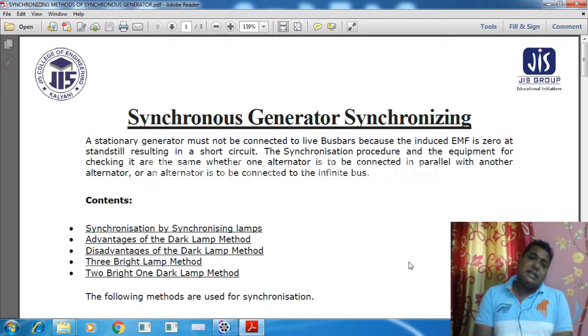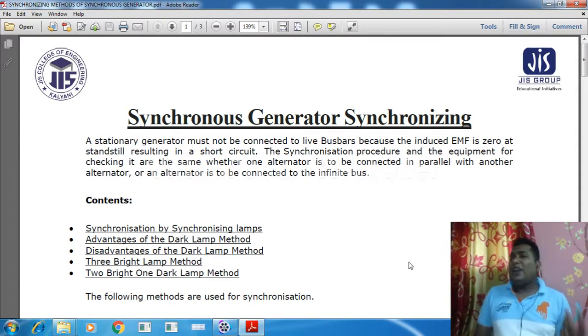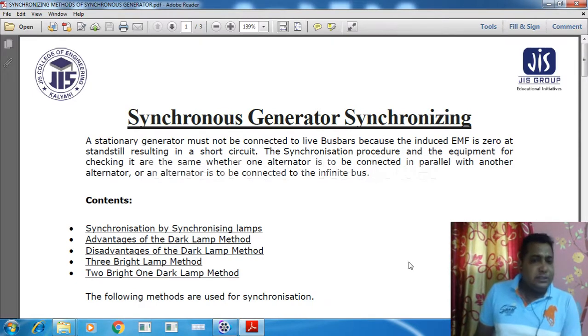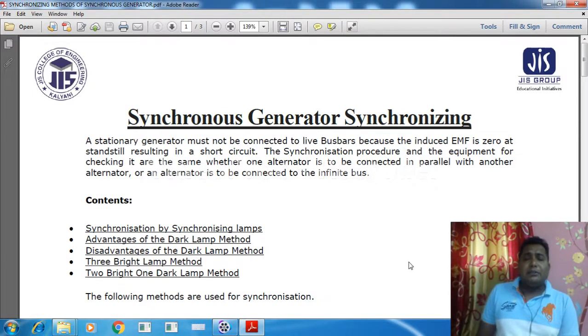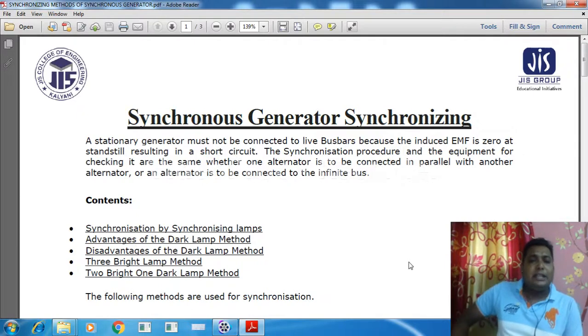A stationary generator must not be connected to live bus bars because the induced EMF is zero at standstill, resulting in a short circuit. Yes, definitely. So an alternator which is not running cannot be connected to the live bus bar. A live bus bar means the bus bar through which power is already flowing, so there will be a short circuit and damage.